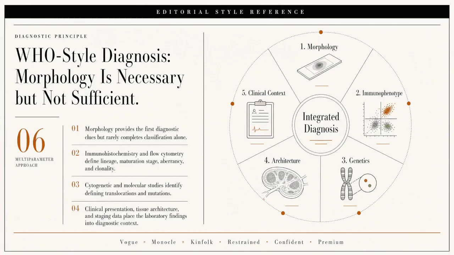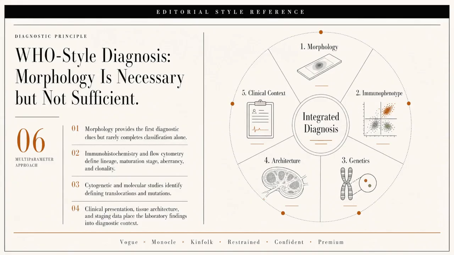This is where the WHO classification system's multi-parameter diagnostic approach becomes essential. Beyond morphology, immunophenotyping through immunohistochemistry, IHC, and flow cytometry is critical. These techniques allow us to identify lineage-specific markers and differentiate between closely related entities. For example, CD3 positivity confirms T-cell lineage, while CD20 and PAX5 are hallmark B-cell markers. Additional markers such as CD5, CD10, CD23, and cyclin D1 help refine the diagnosis further.